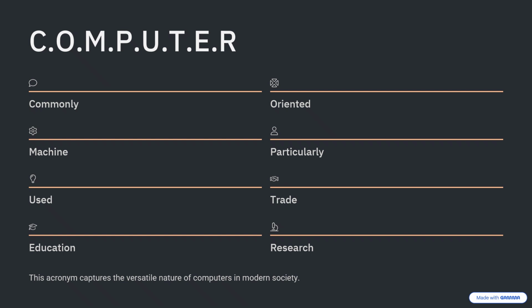Then this is the expansion or acronym of computer. C for commonly, O for operated, M for machine, particularly used for trade, education and research. This is the expansion of the computer.